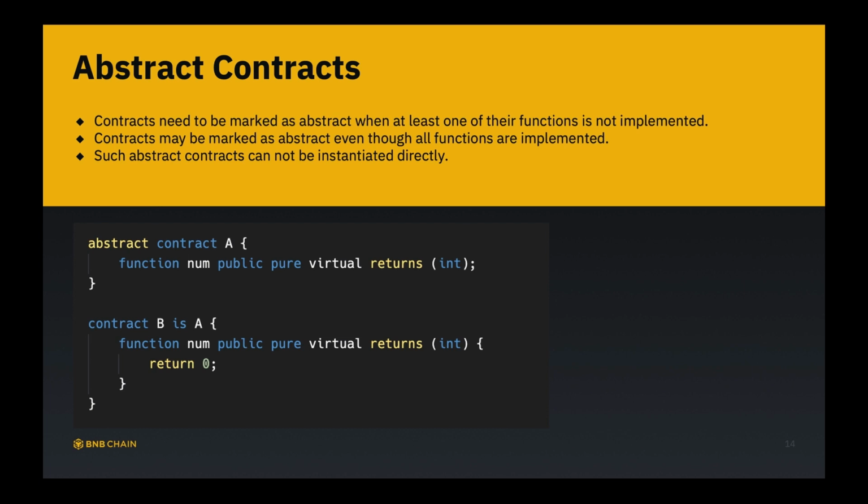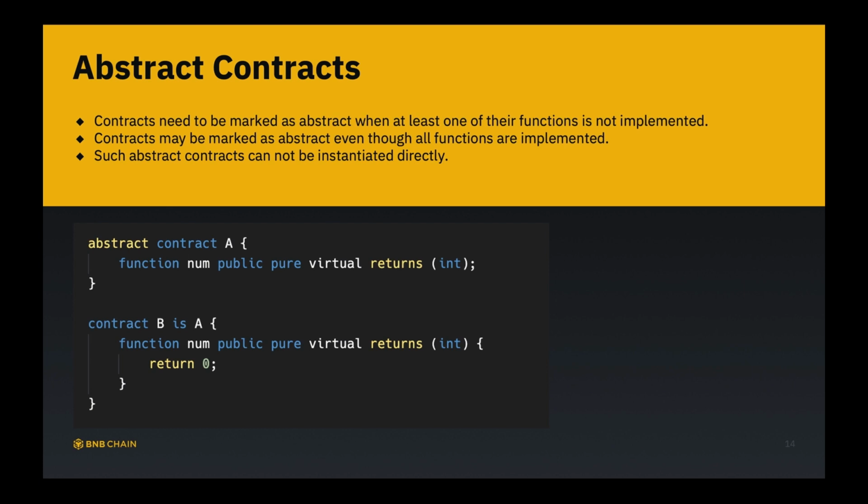Finally, we will talk about abstract contracts and interfaces. Abstract contracts are contracts where some of the functions are not implemented. Note that even if all functions are implemented, it's still possible to mark the contract as abstract. But if some function is not implemented, then it must be marked as abstract. These abstract contracts cannot be instantiated directly, but rather serve as a base contract to be further inherited. One example is given below.